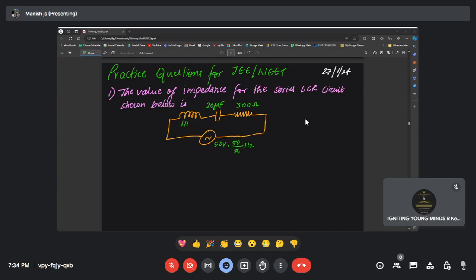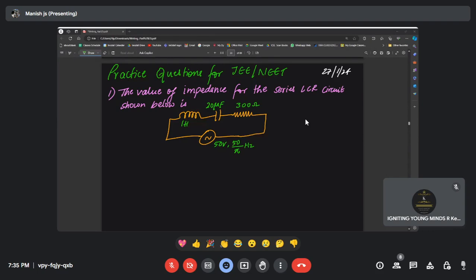I already wrote it and kept it ready. You can see that there is a series LCR circuit where the inductor is 1 Henry, the capacitor is 20 microfarad, and the resistor is 300 ohms. All of them are connected together in series to an AC source having source voltage 50 volts and frequency 50 upon pi hertz. So you will have to calculate the impedance of this circuit.